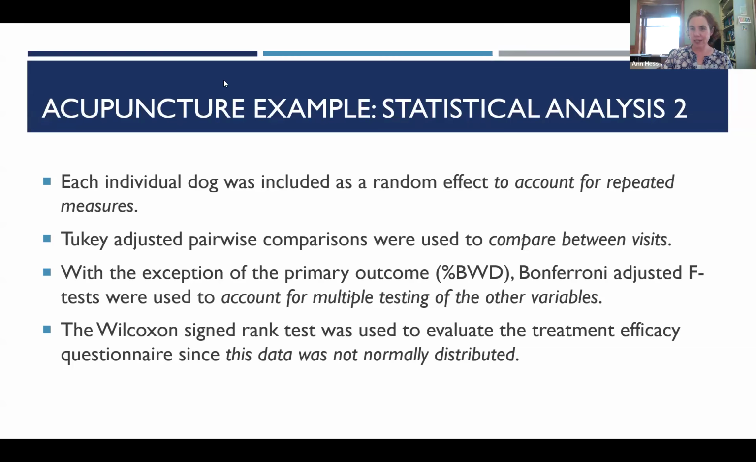But does everyone see in italics, what they did was provide a why, a very brief explanation for why they did something. So dog was included as a random effect to account for repeated measures. Tukey adjusted pairwise comparisons were used to compare between the visits. The Wilcoxon test was used for one or two of the response variables because that data was not normally distributed. And it didn't take much space, but it kind of proactively told a reader or a reviewer why they did something.